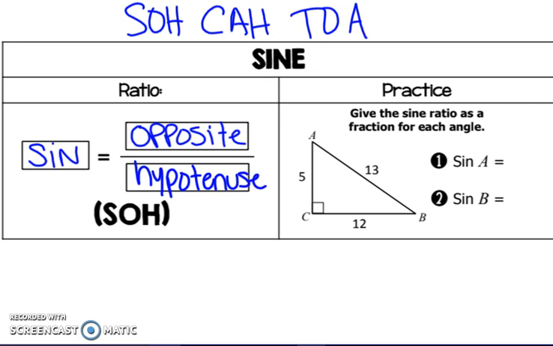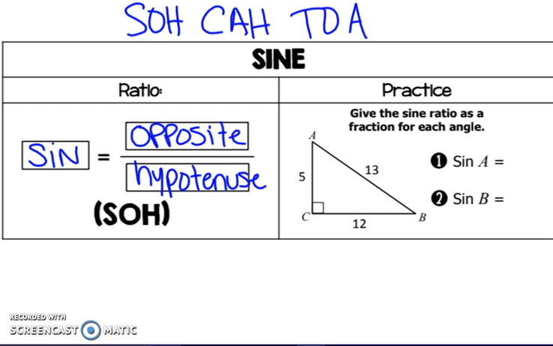Now, if you remember back to when you did Pythagorean theorem, your hypotenuse is always the side across from your right angle. Well, it still holds true when we do sine, cosine, and tangent, or SOHCAHTOA. Your hypotenuse is always your longest side or the side across from your right angle.